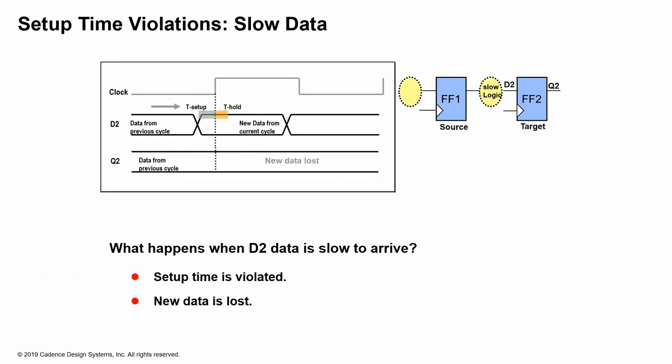So what happens when D2 is slow to arrive? Your setup time is obviously violated, and the new data is lost. If you look at the animation, the data from the previous cycle, as long as the slow logic is too slow for the clock edge to capture the data, then the data is lost.